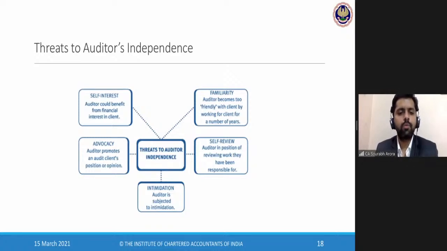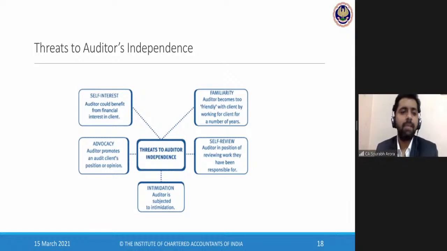Then advocacy: the auditor promotes an audit client's position or opinion. For example, if the internal auditor is also appointed as the tax representative of the client, he would obviously advocate his own work, his own audits and reviews. Ideally that should not happen. Then familiarity: the auditor becomes too friendly with the client by working for the client for a number of years. I have encountered this personally, that when the auditor and the auditee develop friendship, there obviously comes a vested interest and some undue influence because of their friendly nature.